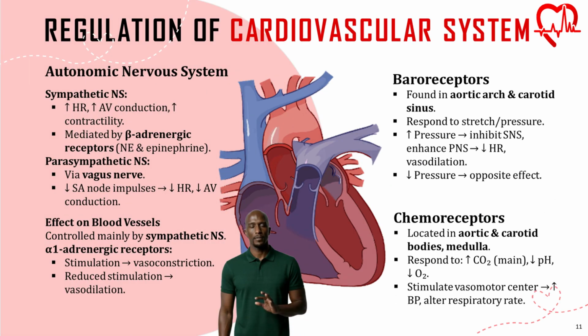The autonomic nervous system regulates cardiovascular function. The sympathetic nervous system increases heart rate and contractility via beta adrenergic receptors, while the parasympathetic system decreases heart rate through the vagus nerve. Blood vessel tone is controlled by alpha adrenergic receptors, causing vasoconstriction or vasodilation. Baroreceptors and chemoreceptors modulate these responses based on pressure and chemical changes.